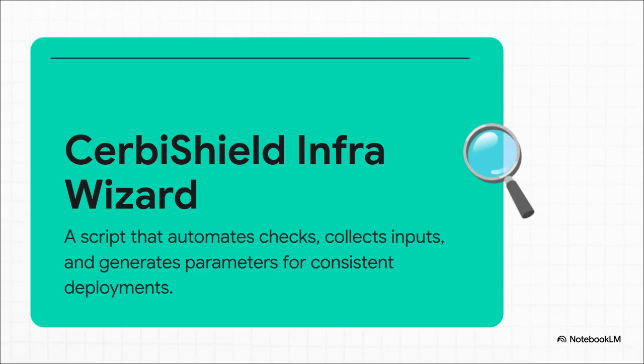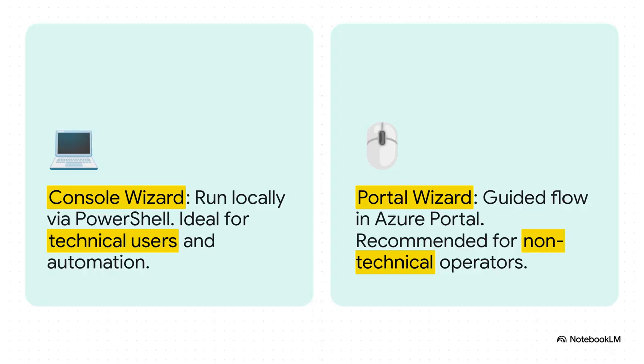First, it checks your environment, then it asks for all the necessary inputs, and then it generates a special parameter file. That file is then used by Azure Bicep, which is Microsoft's language for defining cloud infrastructure, to build everything out perfectly, every single time. And you've actually got 2 ways to run it. For all you developers out there, or if you're trying to integrate this into an automated pipeline, running the PowerShell script right from the console is definitely the way to go.